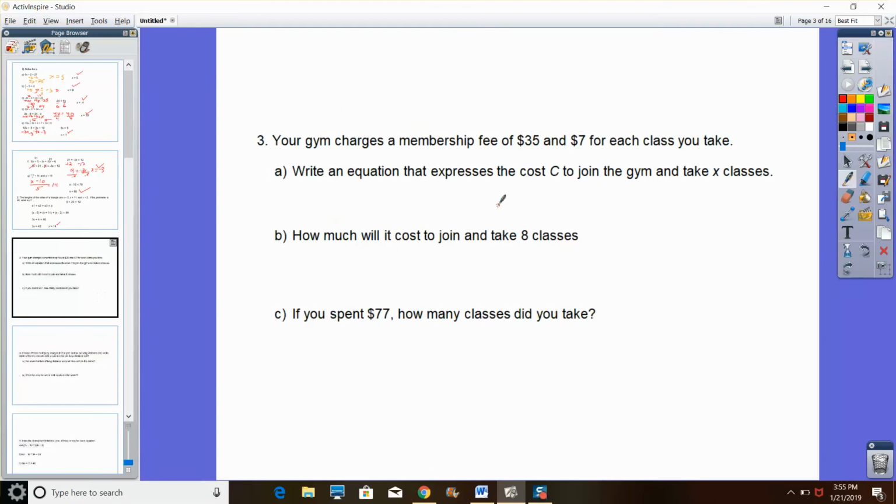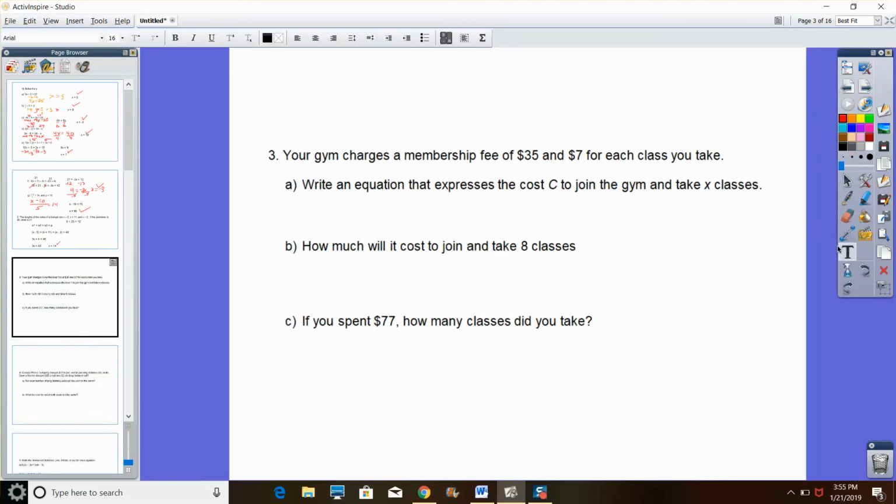All right, let's look at number 3. So number 3 is our first word problem in this test. Your gym charges a membership fee of $35 and $7 for each class you take. Write an equation that expresses the cost C to join the gym and take X classes. So we think of membership fees as flat costs, and $7 for each class. And of course, the number of classes you take is different. So we can write 7x plus 35.